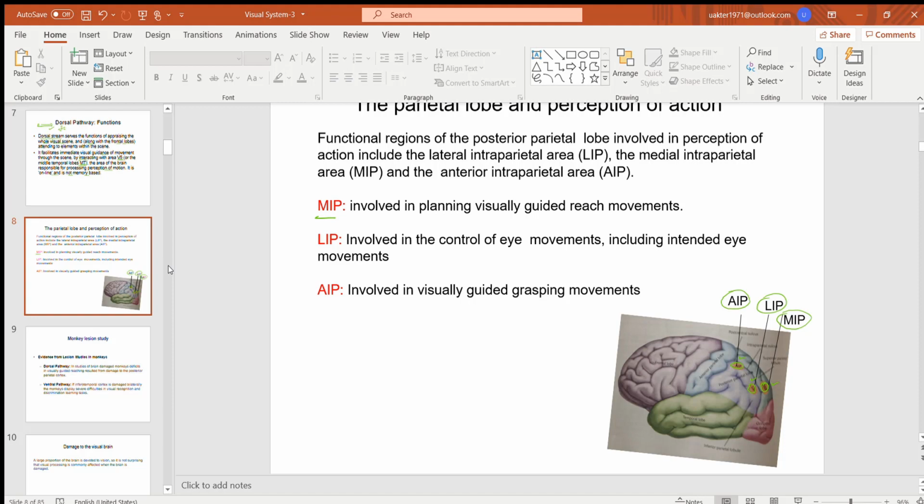the neurons in this area are responsible for or involved in planning visually guided reach movement. So when I follow something moving, like a baseball, the player has already hit the ball, so the ball is now approaching towards you. You keep watching, right, the movement of the ball, and also you move your hand to catch the ball. So that is the function of MIP, involved in planning visually guided reach movement.